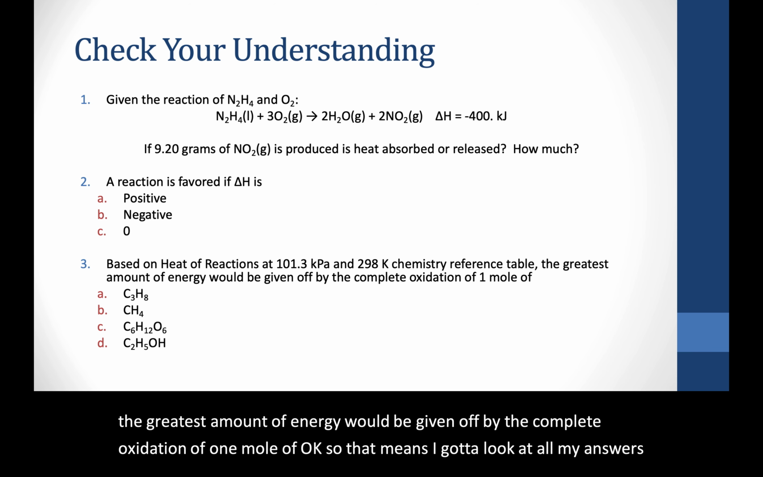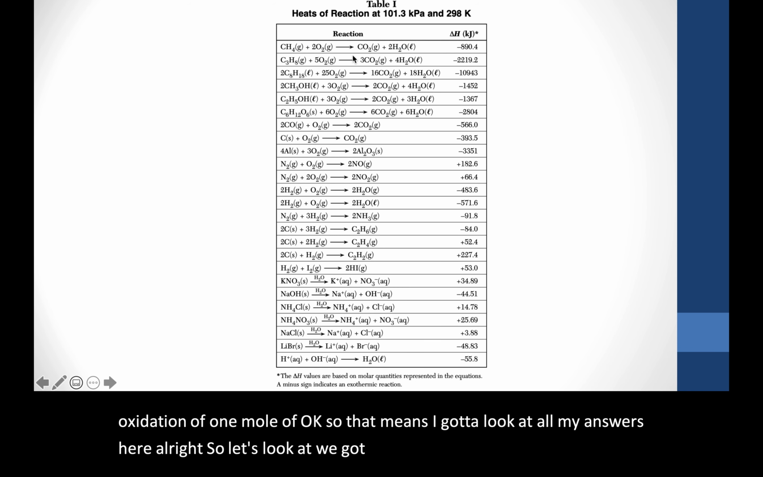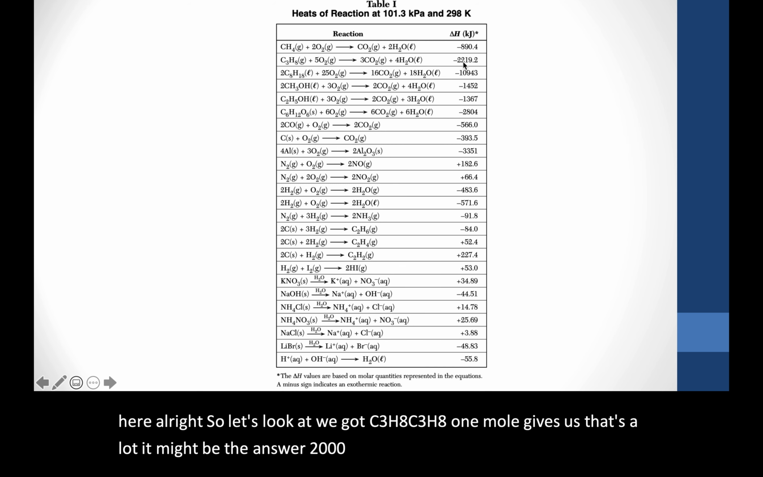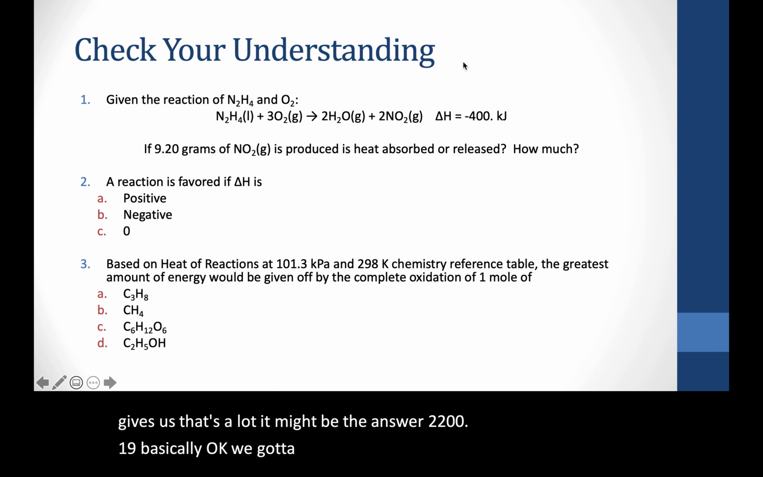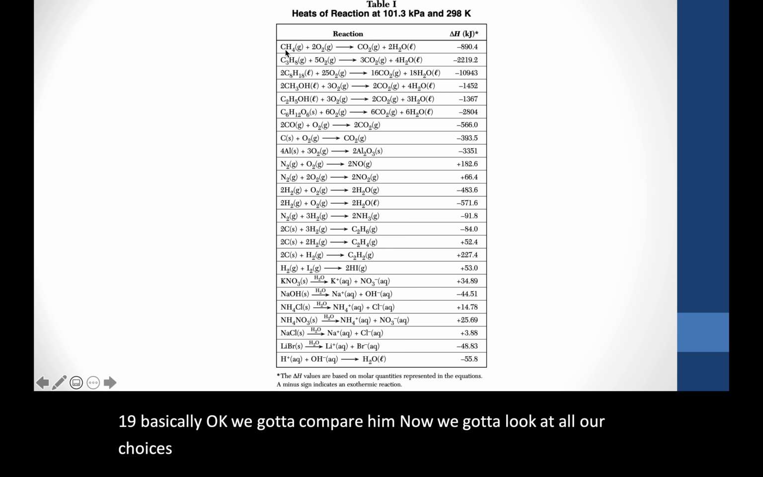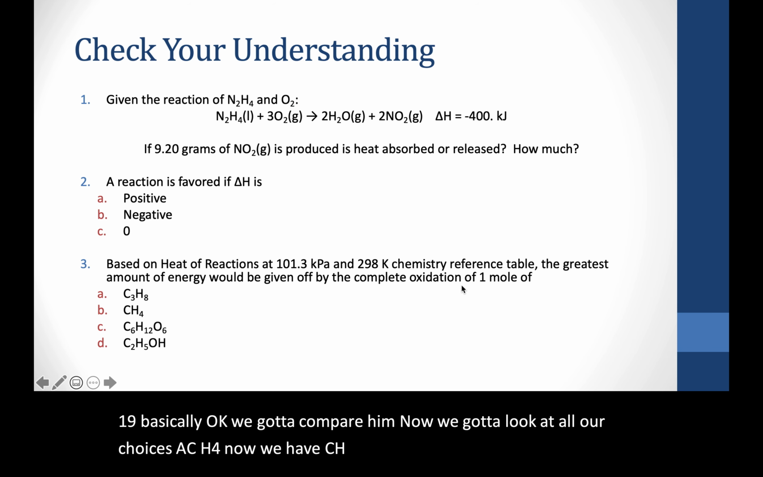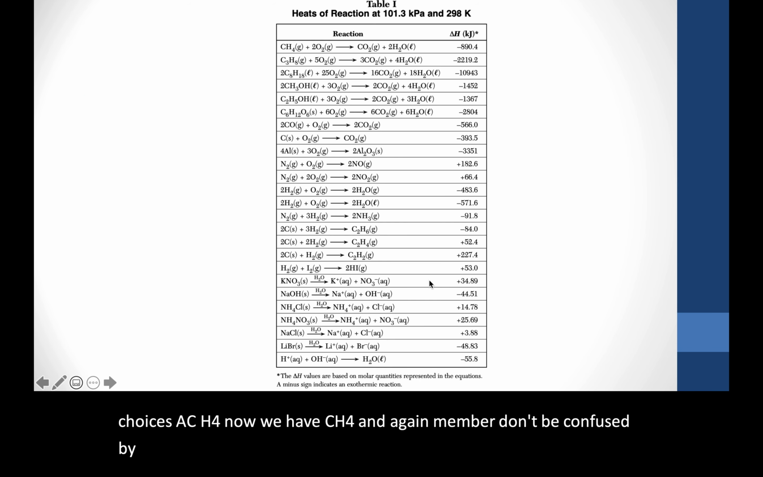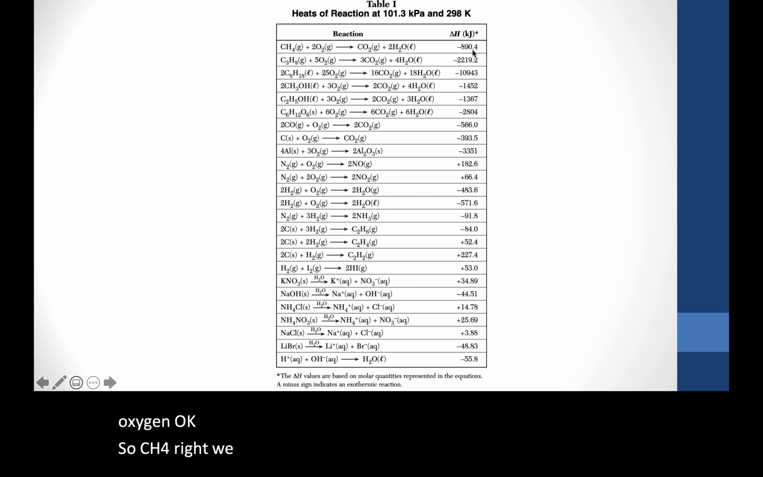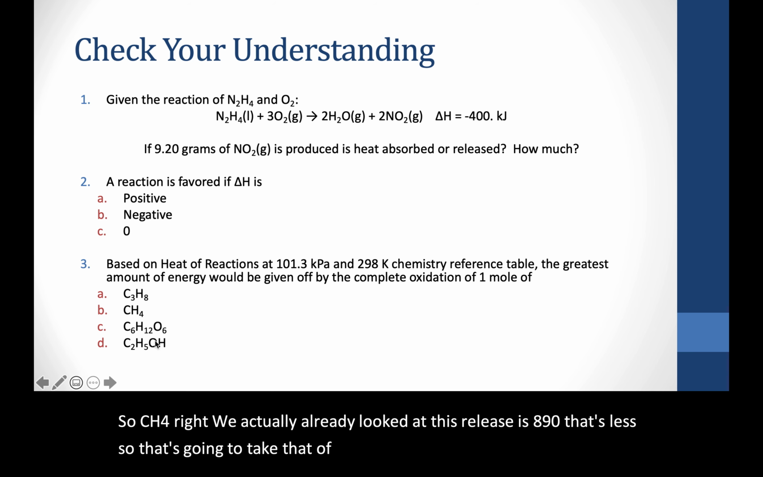All right. So let's look at C3H8. C3H8, 1 mole gives us... Ooh, that's a lot. This might be the answer. 2,219, basically. We got to compare them, though. We got to look at all our choices. CH4. And again, remember, don't be confused by the word oxidation. Notice they're all being combined with what? Oxygen. So CH4, we actually already looked at this. It releases 890. That's less. So I'm going to take that off. So right now, A is our best choice. C6H12O6, that's glucose. Let's look at that one.